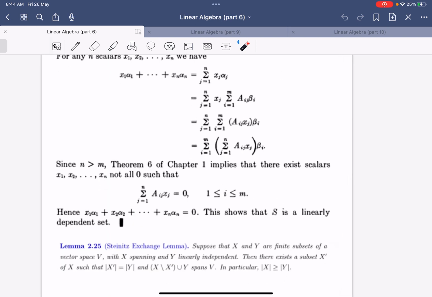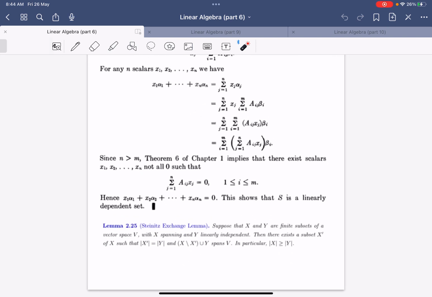One of the lemmas is called the exchange lemma: if X is spanning and Y is linearly independent, then there exists a subset X' of the spanning set which has the same number of vectors as Y, such that (X minus X') union Y will still span V. This in particular shows that the number of elements in a spanning set will always be at least the number of elements in a linearly independent set.